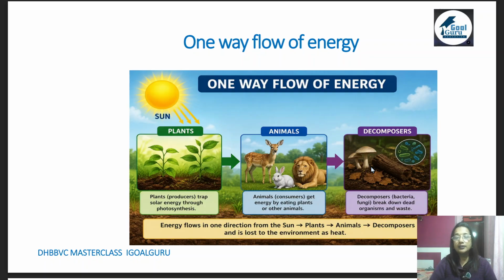Now, the most important difference, you have to remember this difference from the examination point of view. Energy is not recycled, nutrients are recycled. Many students confuse these two ideas, energy and matter. So always remember that it is energy that flows, but matter cycles. So you have to understand this.